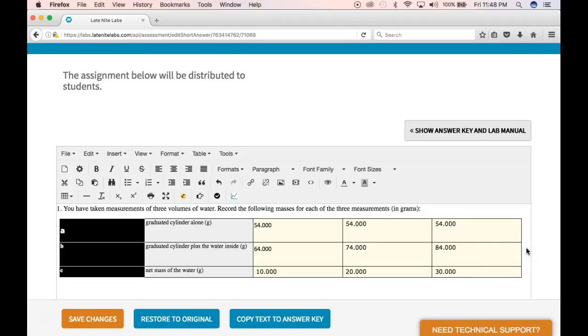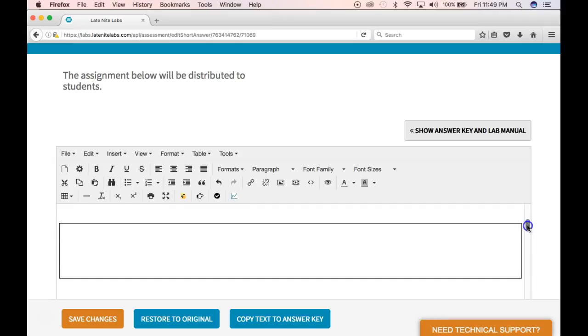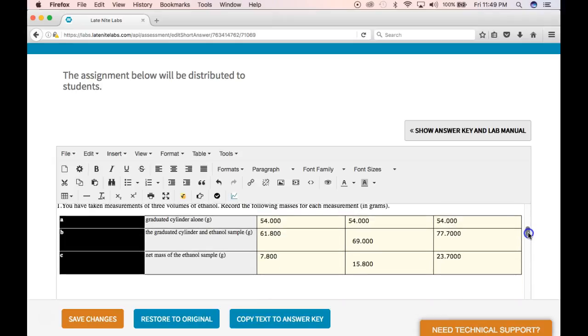Okay, so you have 3 samples of water, 10, 20, and 30 grams, and the volumes corresponding to them are 10, 20, and 30 as well. So the mils of water is 10, 20 and 30, and the corresponding masses are 10, 20, and 30. Therefore, if you divide the mass by volume, you should get 1 gram per mil. And that's the density of water. So the average density of water is going to be 1 gram per mil.